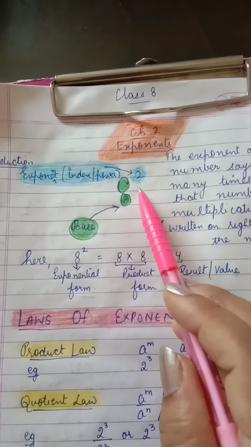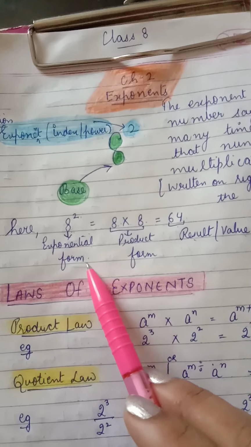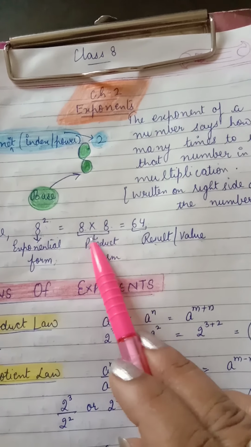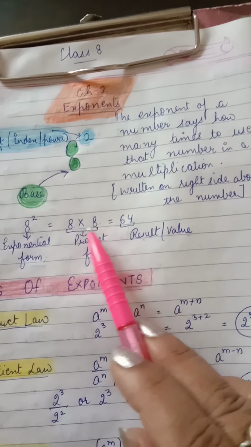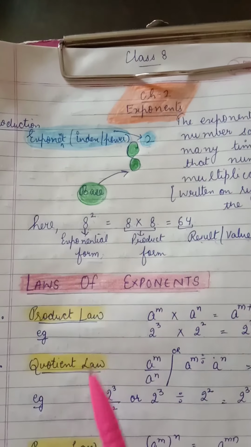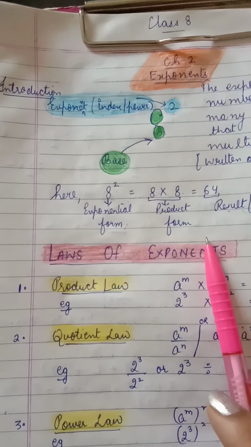Now how do we solve a question of exponent? Suppose we have 8 to the power 2. This is the exponential form. It's then converted into the product form: 8 power 2 means 8 has to be multiplied by itself 2 times, and 8 into 8 gives you 64 as the result. Now we'll come to the laws of exponents. There are 7 laws that we are going to learn in this topic.